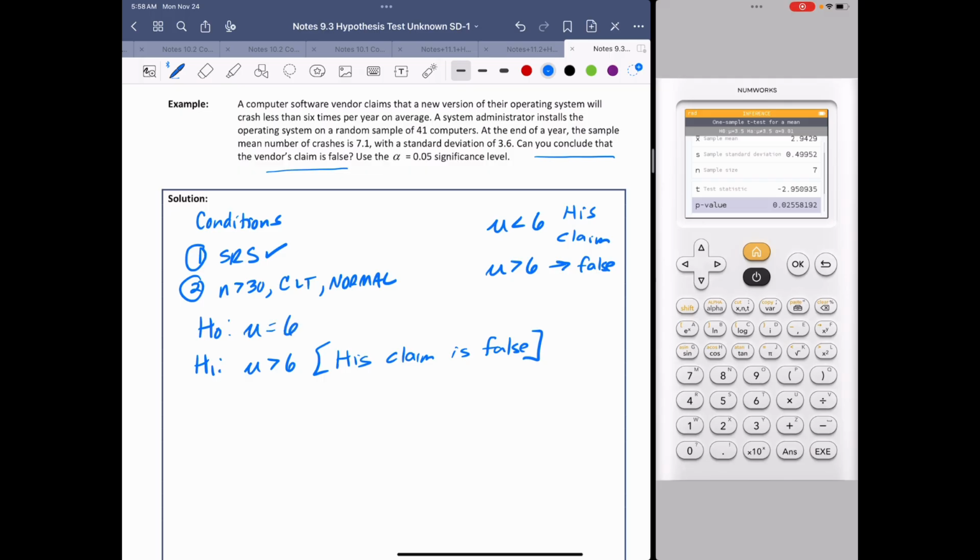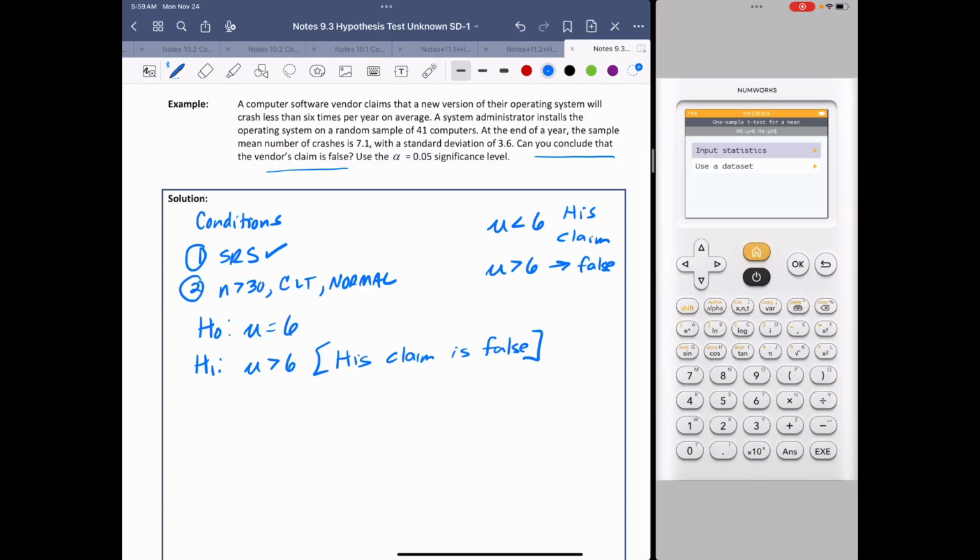And I did not give you one on Alex where you had to switch it like that. But this time, like I said, they're asking if his claim is false. I'm going to go into inference. I'm going to go all the way back to make sure I end up with the right thing. And I'm going to do a t-test. My null hypothesis is 6. My alternate is greater than 6.